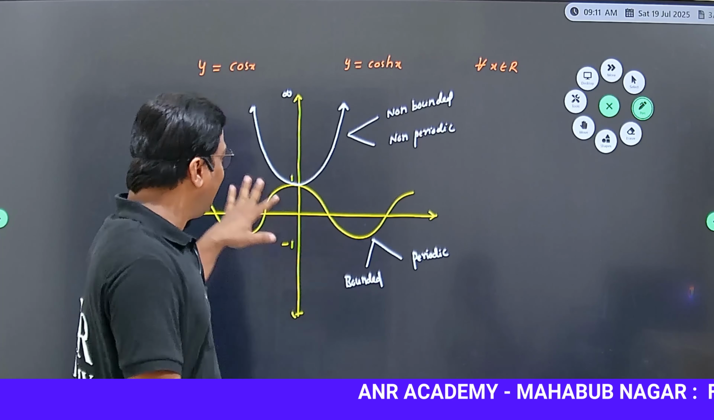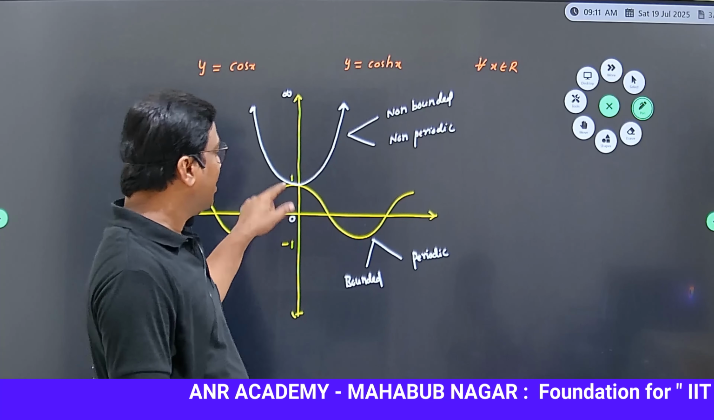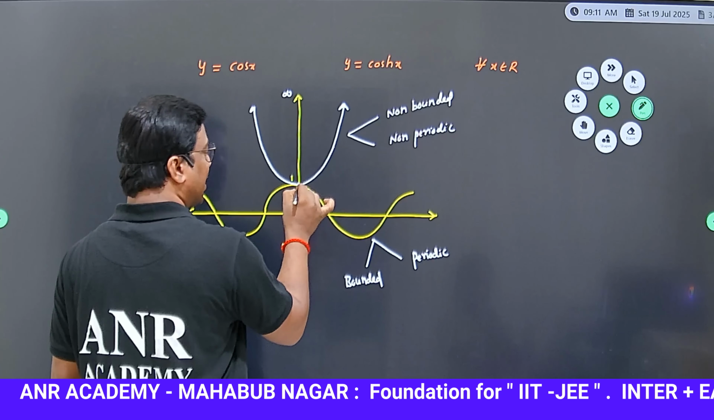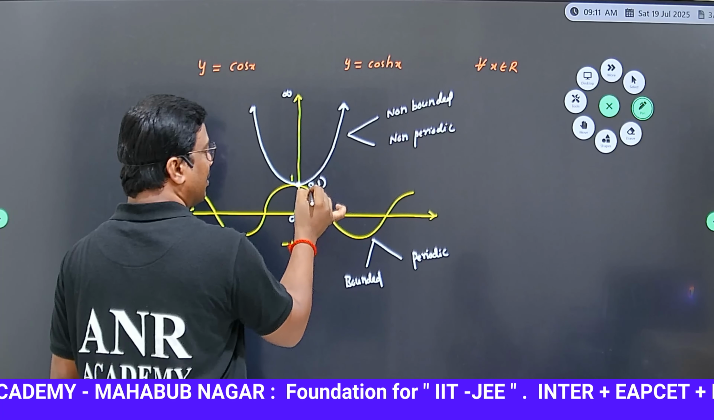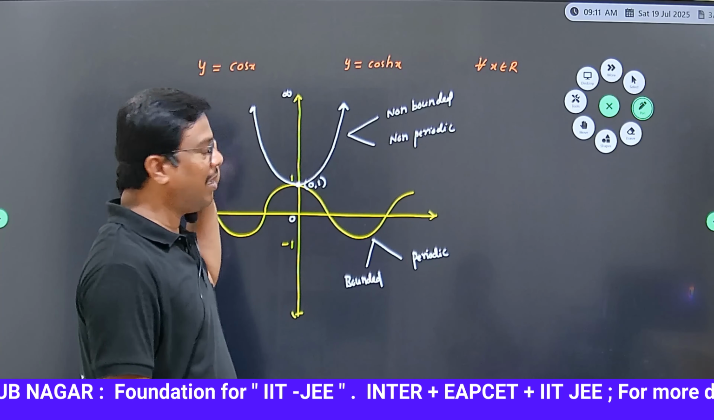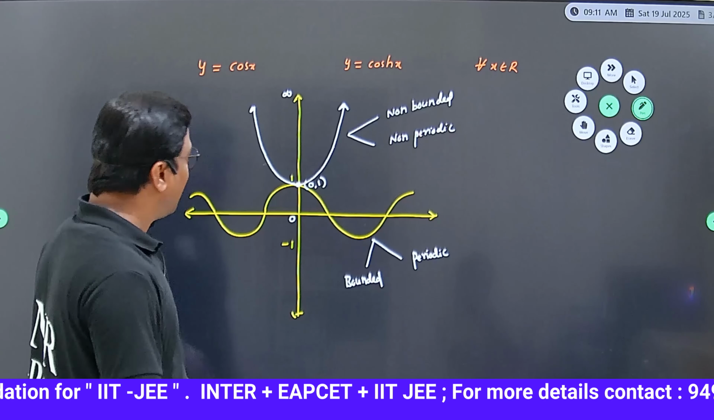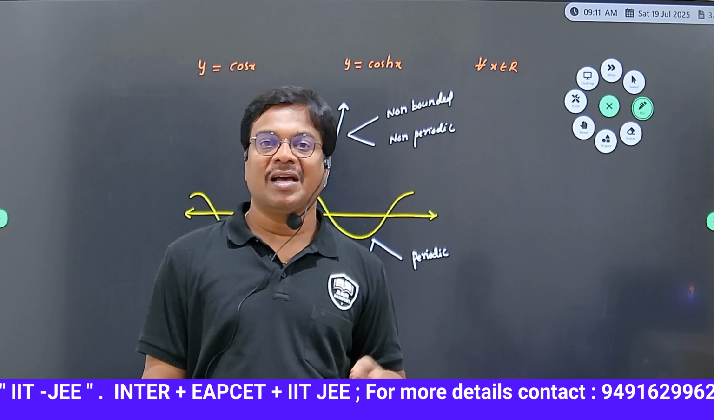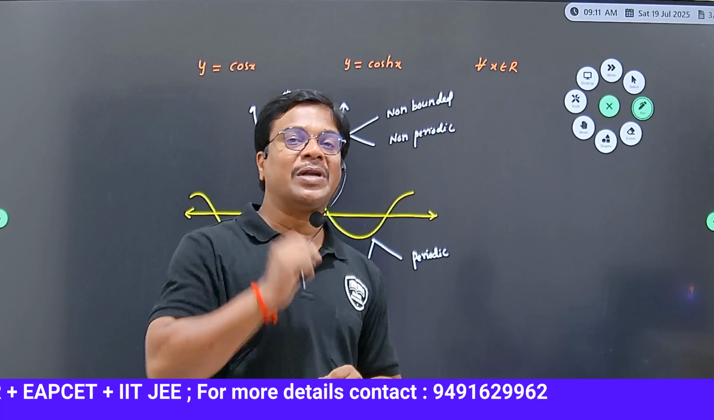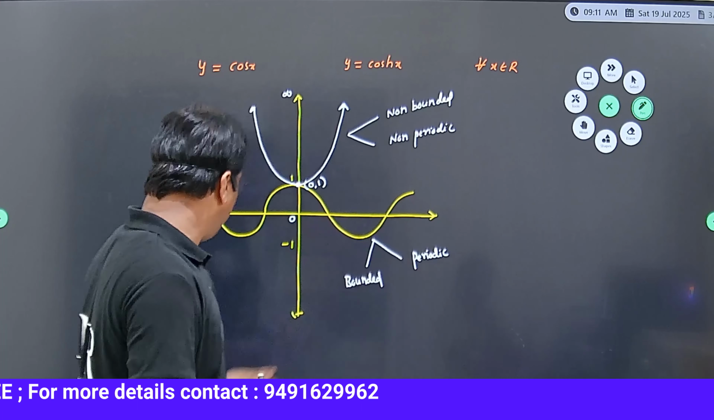The only connectivity in the real number system is that both graphs pass through the point 0, 1. Just this is the connectivity. There is no other connectivity between cos hx and cos x in this figure. Now let us see the deep connectivity between hyperbolic cosine and circular cosine when the input is a complex number. In the complex system, the deep connectivity between them is very clear.